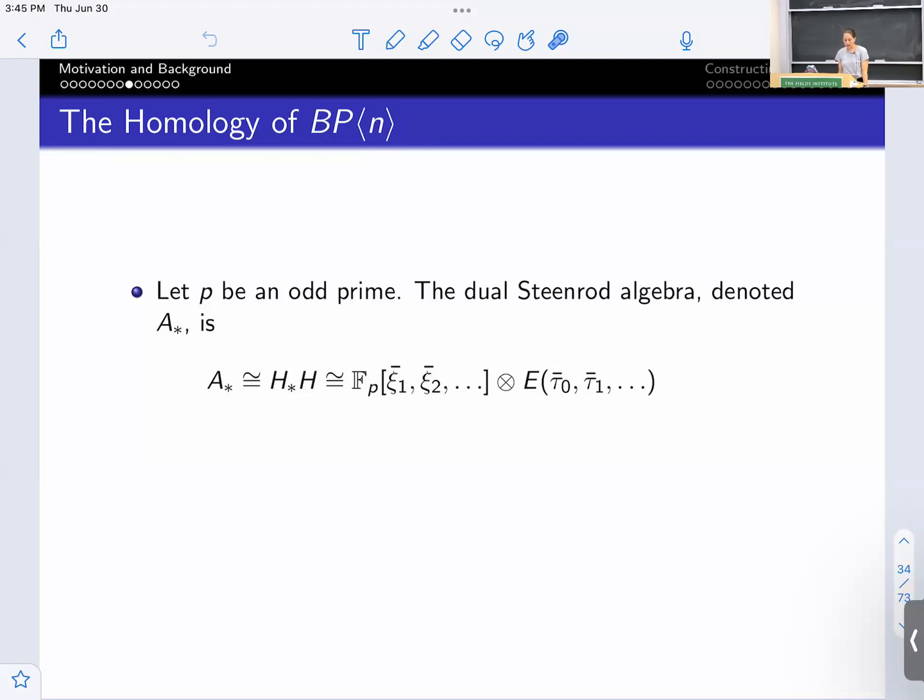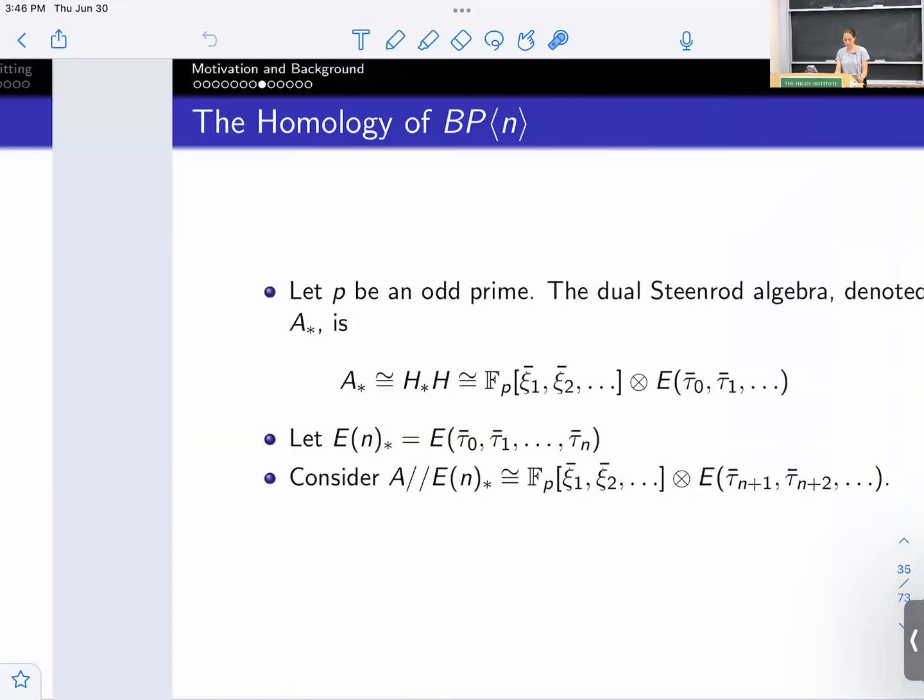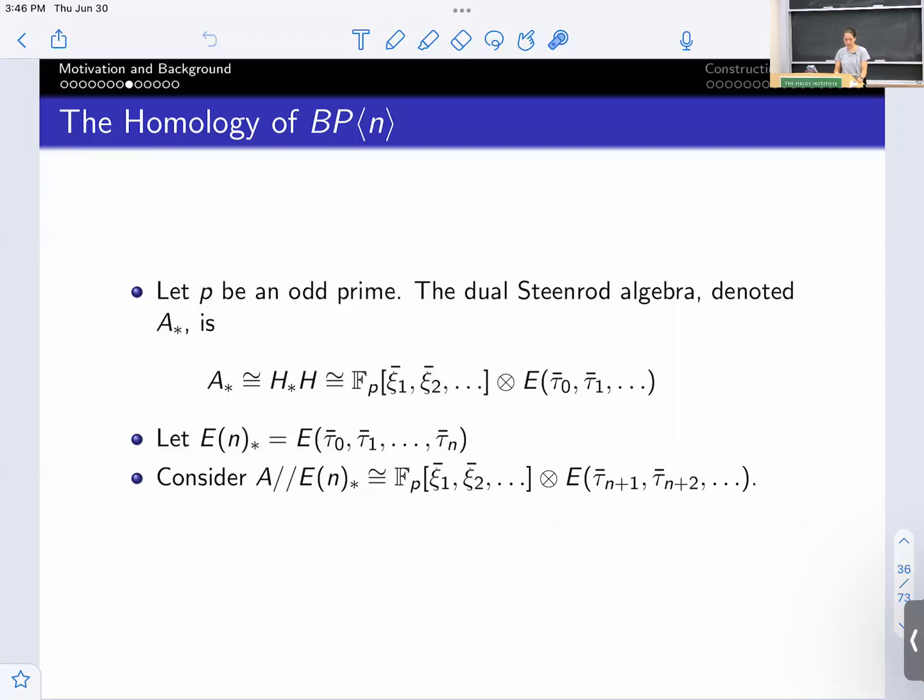For the homology of BPn, I'm going to say anything explicit in terms of odd primes, but you can absolutely tell this story at the prime 2 as well. If p is an odd prime, the dual Steenrod algebra, the mod p homology of the mod p Eilenberg-MacLane spectrum, has a polynomial piece and an exterior piece. If we let E(n) dual be the exterior algebra on the first tau 0 through tau n generators, then we're particularly interested in A mod mod E(n) dual, which is a subalgebra of the dual Steenrod algebra.